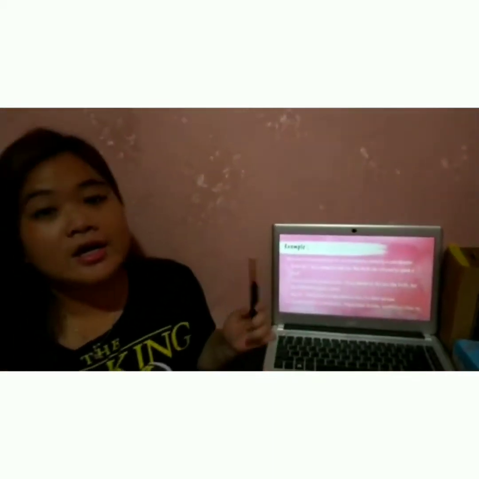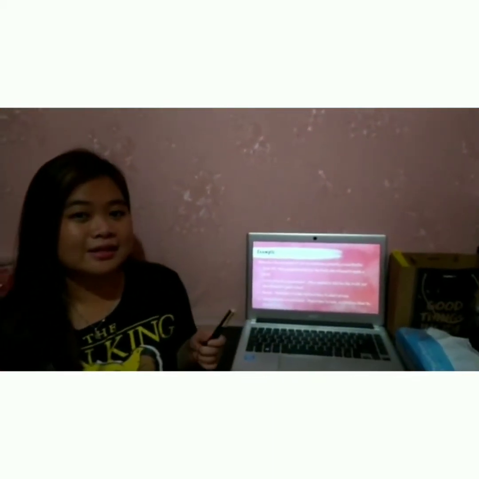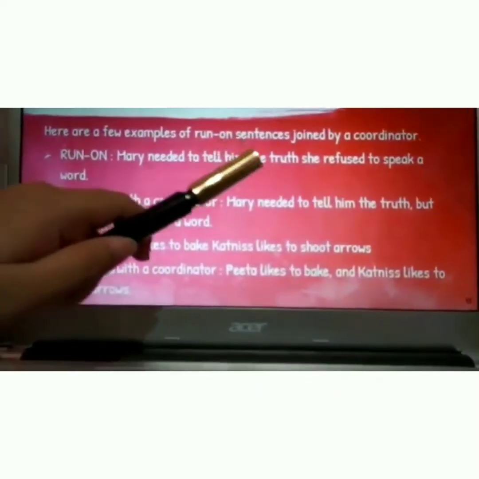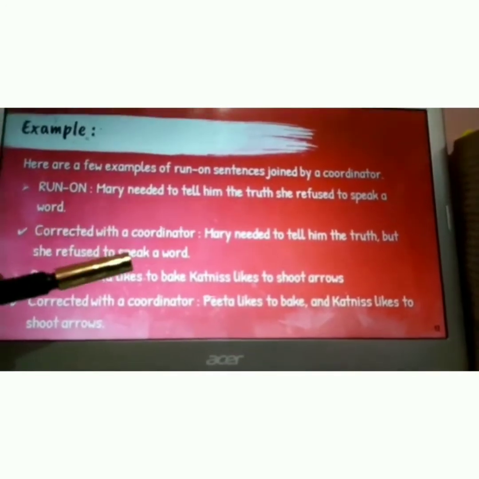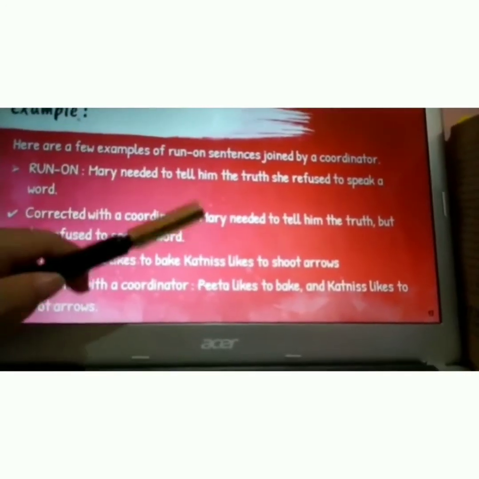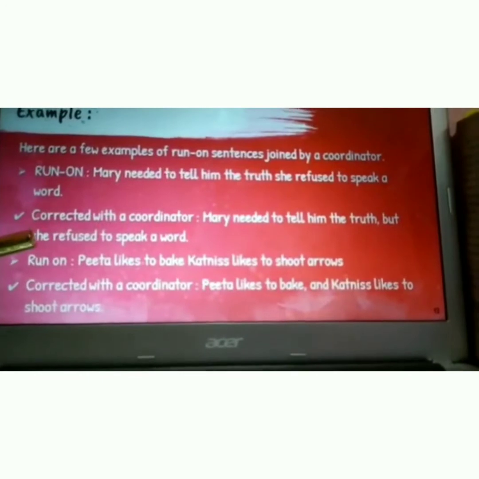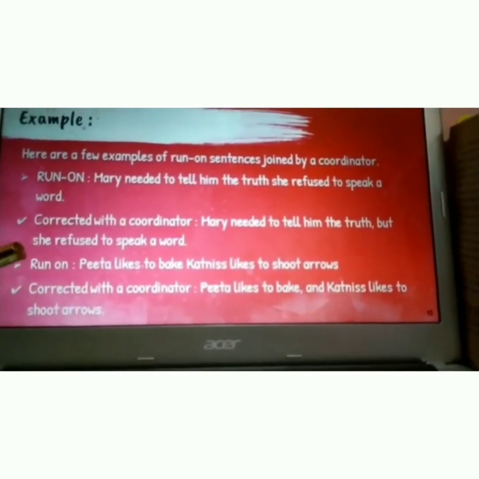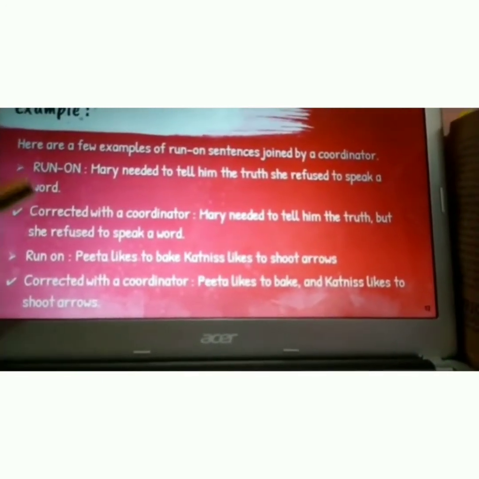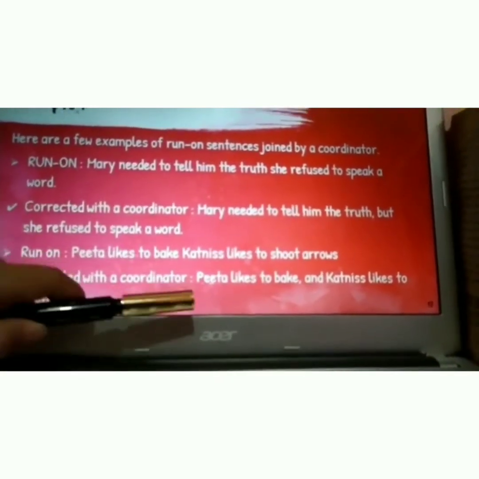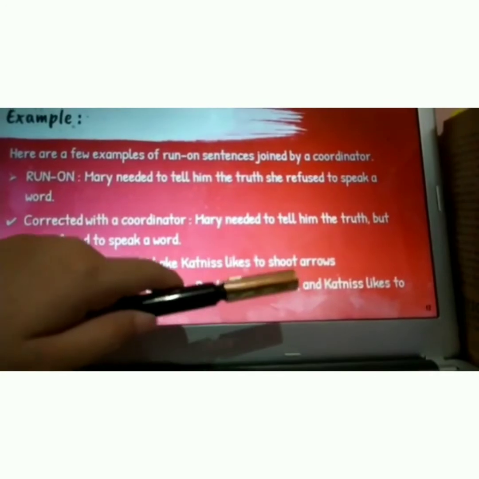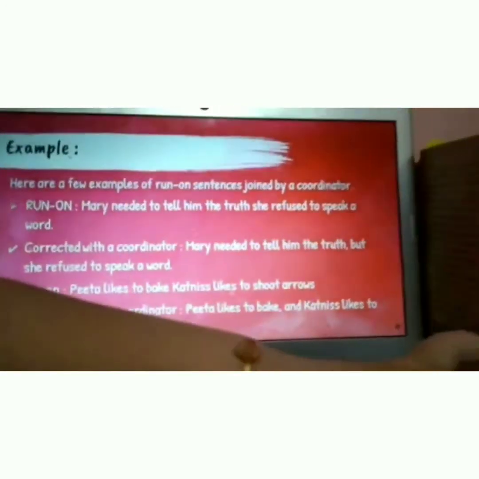Next, here are a few examples of fixed sentences with a coordinator. The first one: Mary needed to tell him the truth. She refused to speak a word. With a coordinator: Mary needed to tell him the truth, comma, but she refused to speak a word. The second one: Peter likes to bake, Katniss likes to shoot arrows. With a coordinator: Peter likes to bake, comma, and Katniss likes to shoot arrows.